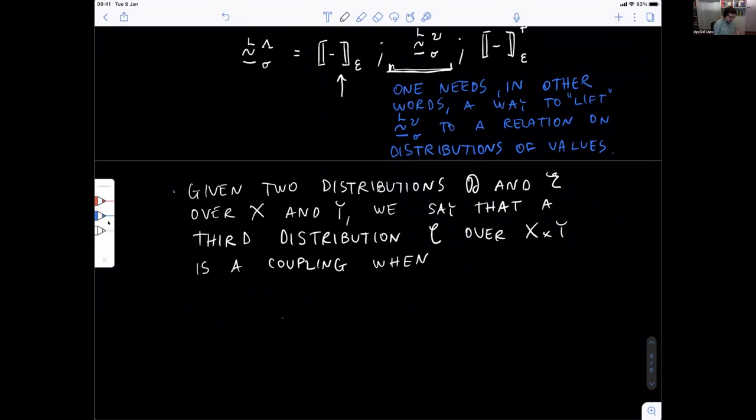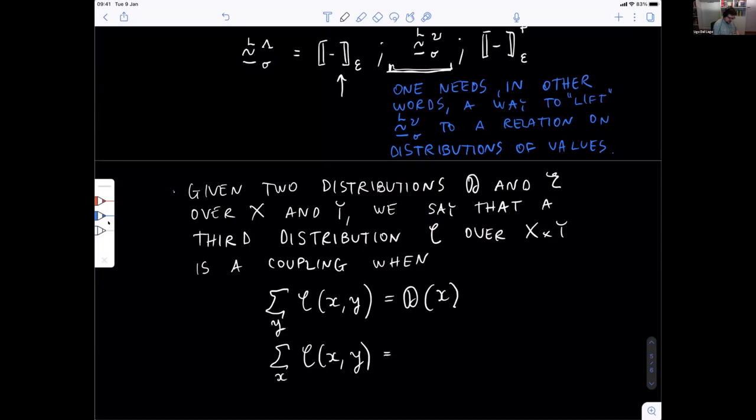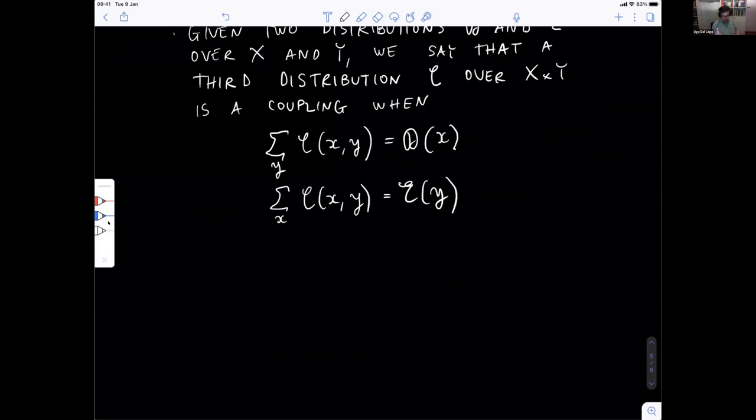If the marginal that you get if you consider all possible values of y, remember that this is a real number between 0 and 1, is the same as just P, and the marginal that you consider if you just take all possible values of x is Q. So that's it. This is exactly the notion of coupling you have seen, I'm actually quite sure, in Justin's course about probabilistic reasoning about programs.